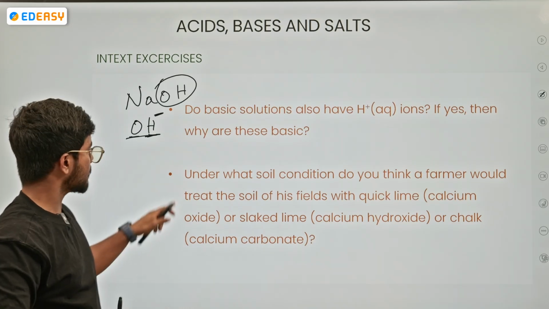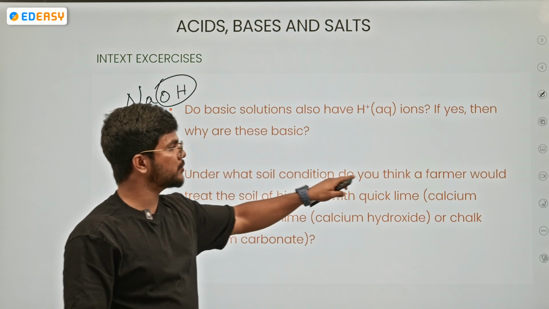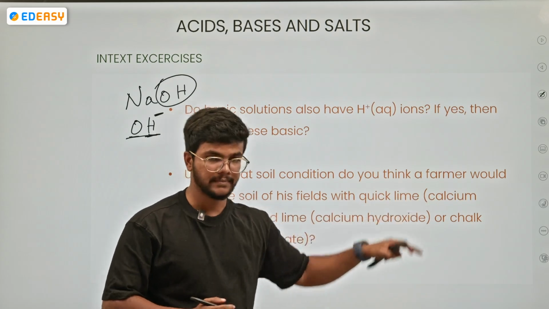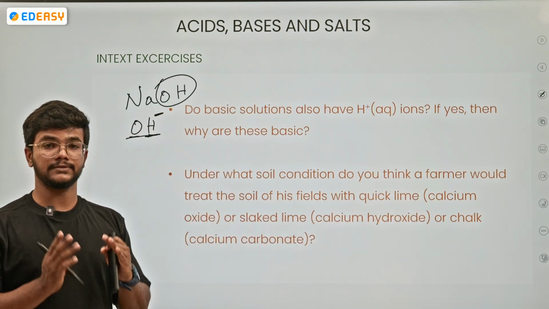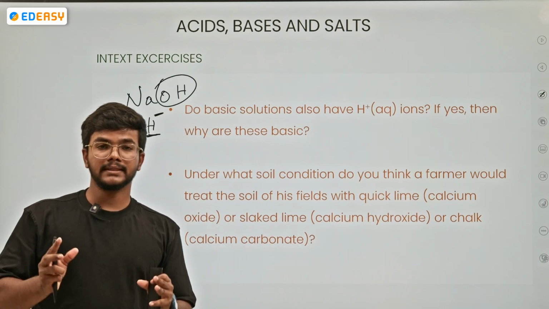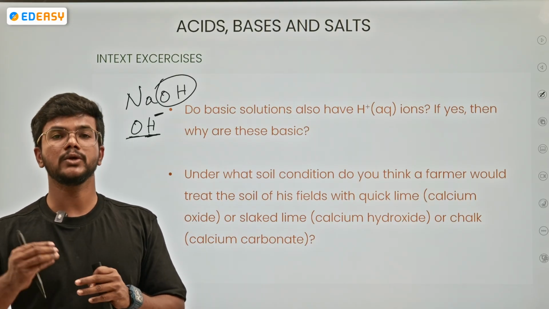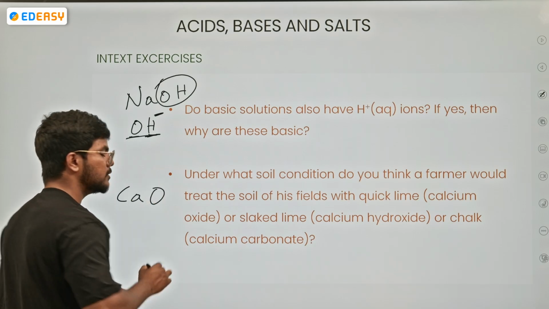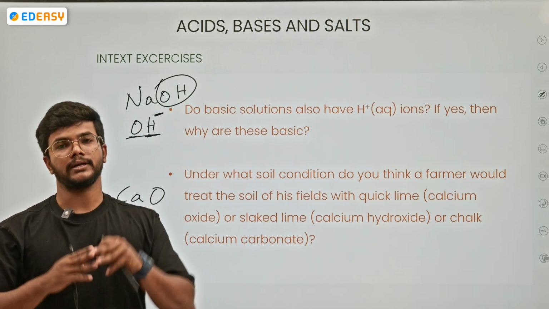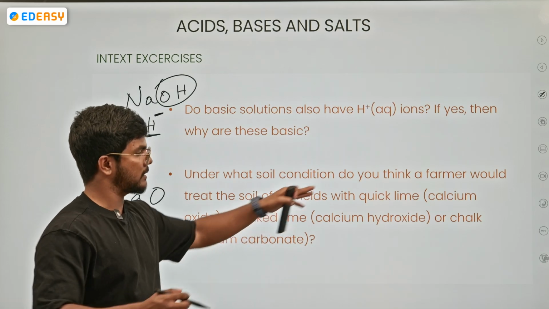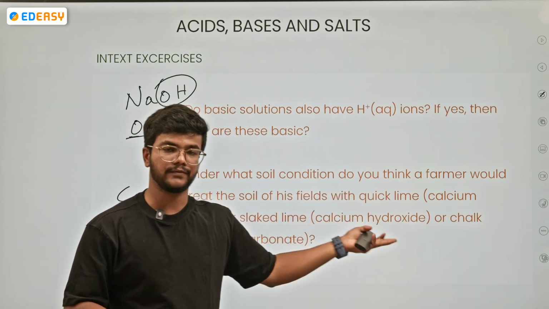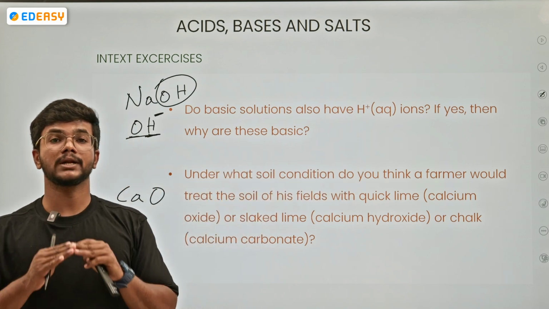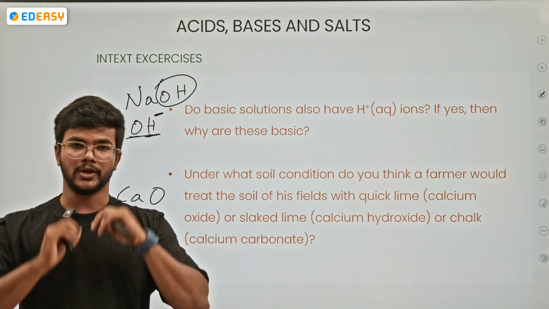Under what soil condition do you think a farmer would treat the soil of his field with quicklime? We already discussed this in the soil test. When the soil pH is acidic in nature, we use calcium oxide, which is a base, to neutralize the acidity in the soil. Next, slaked lime, which is calcium hydroxide, we can use the same way. Calcium hydroxide or calcium oxide, both are bases. They can neutralize the acidity of the soil.